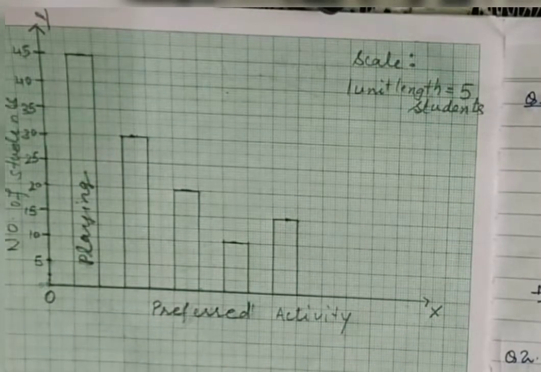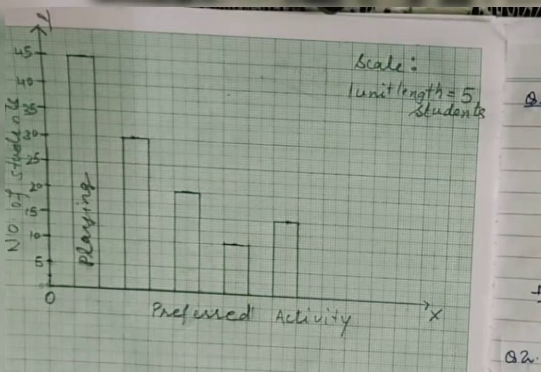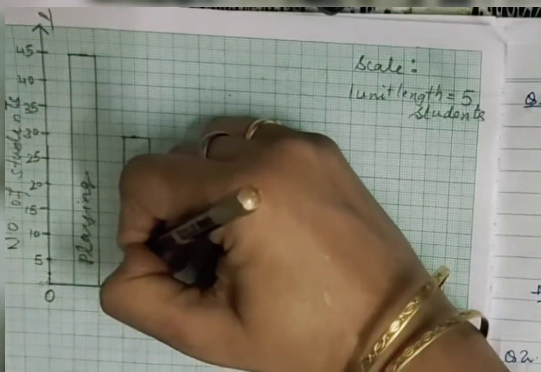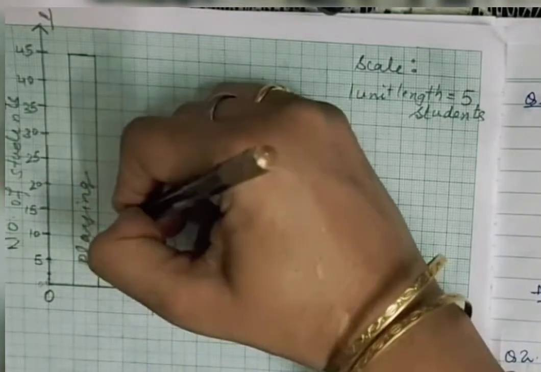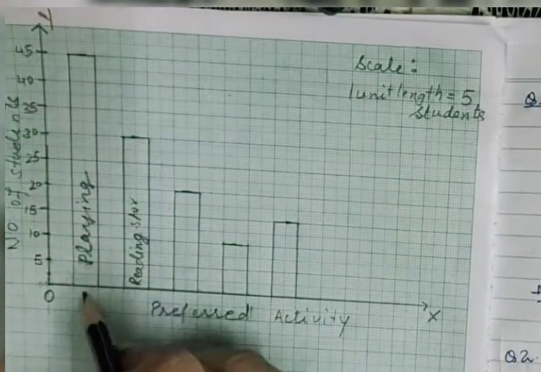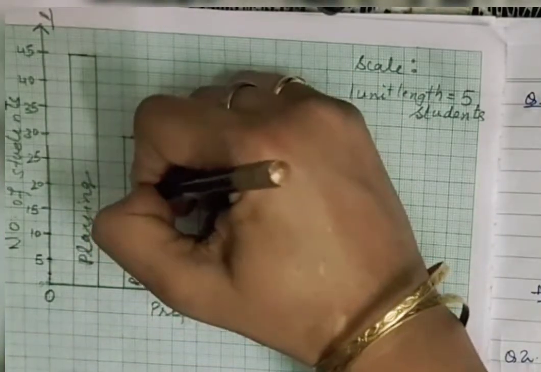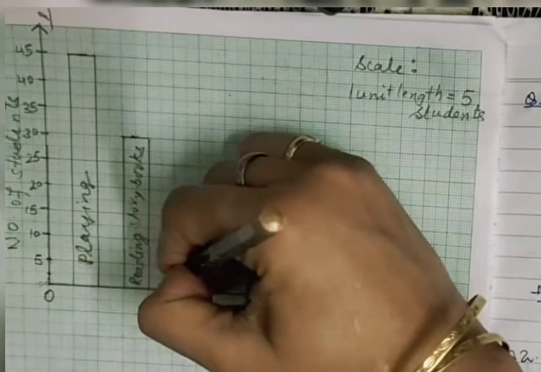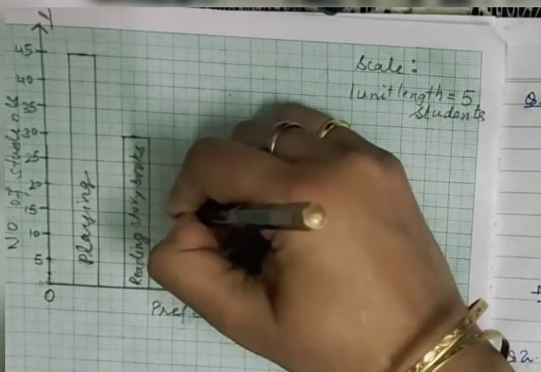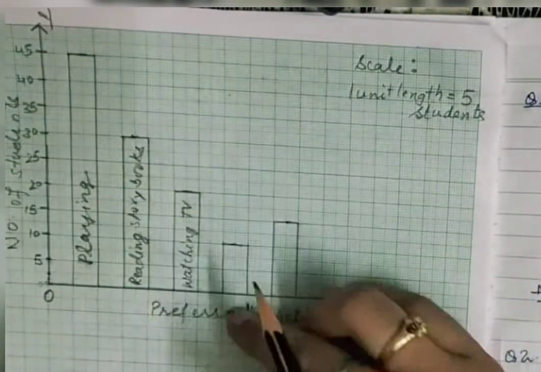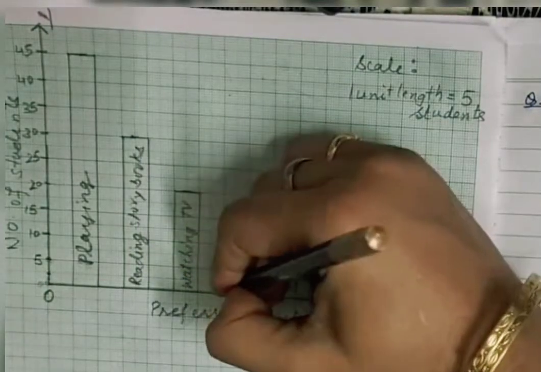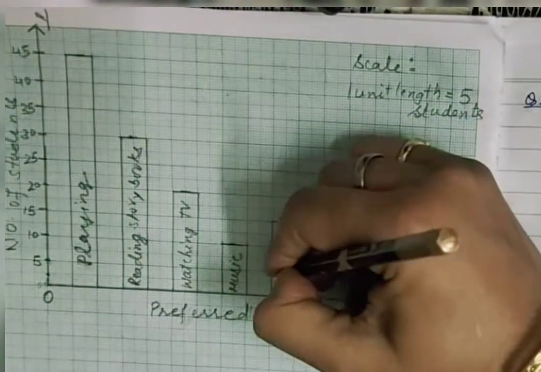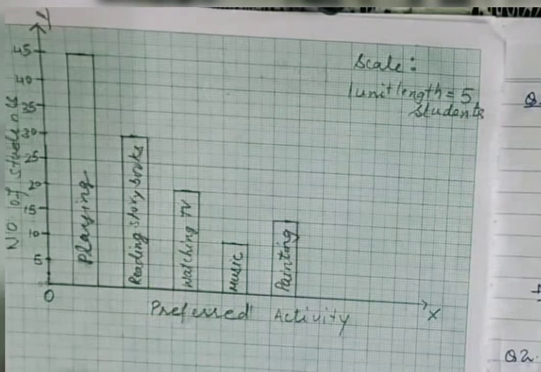Now, as I have written playing here to show what it represents, I am writing the other things too, like reading storybooks. This is for reading storybooks. So I can write inside the bar as well, but it is not compulsory. You can write here also, you can show it here, but it is better if we write inside so it is clearly visible. Reading storybooks. Next is watching TV. So I am writing here watching TV, and then listening to music. Listening to music completely will not fit here, so I am just writing music. It will represent the same. Next is painting. So in this way we can draw the bar graph.